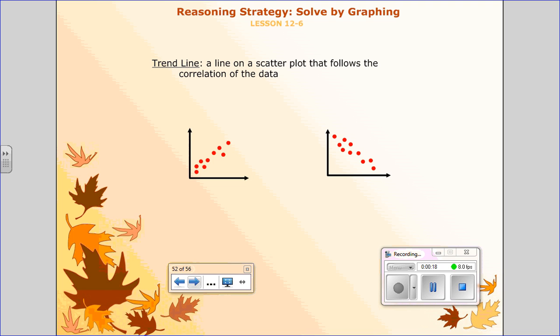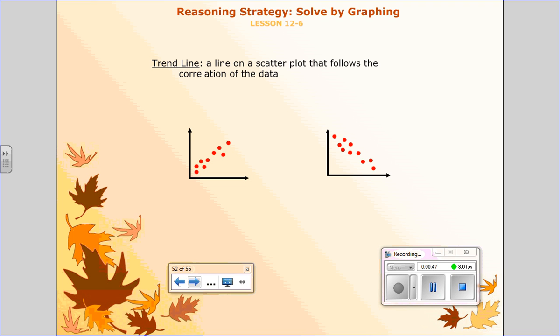Now this goes along very much so with the lesson 12-5 on the scatter plots. We're just taking this lesson a step further. In last lesson we talked about making a scatter plot, plotting those coordinates, and giving it a title. Tonight we're going to add something called a trend line. It's just a line that's placed on the scatter plot, and again, a nice straight line that follows the correlation of the data.